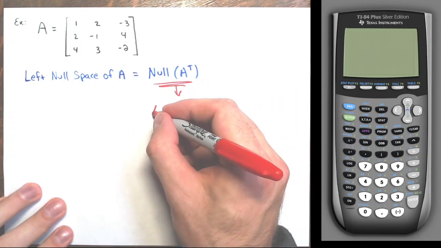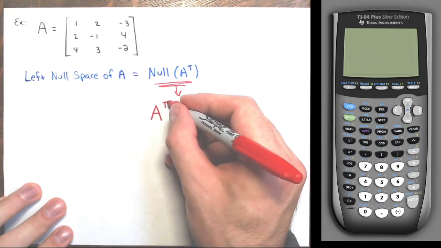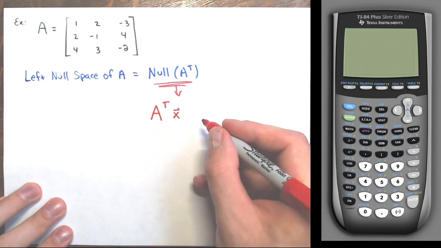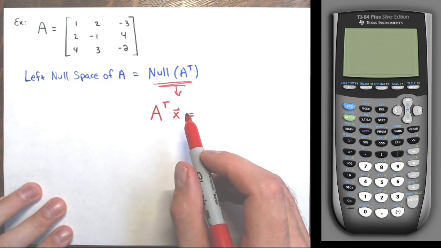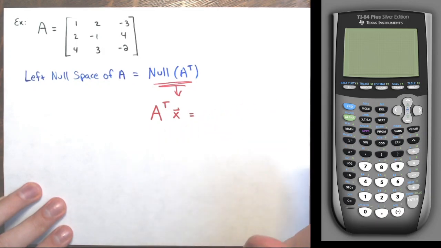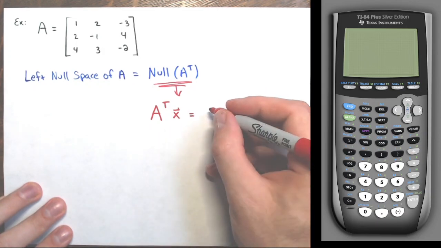solving A transpose times something. And I used y at the beginning of the video. I know I've been using x's here. You can use the letter y and y1, y2, y3 if you want. I'm using x1, x2, x3, and so on. You do what you want. Just make sure you're consistent. Equal to the 0 vector.